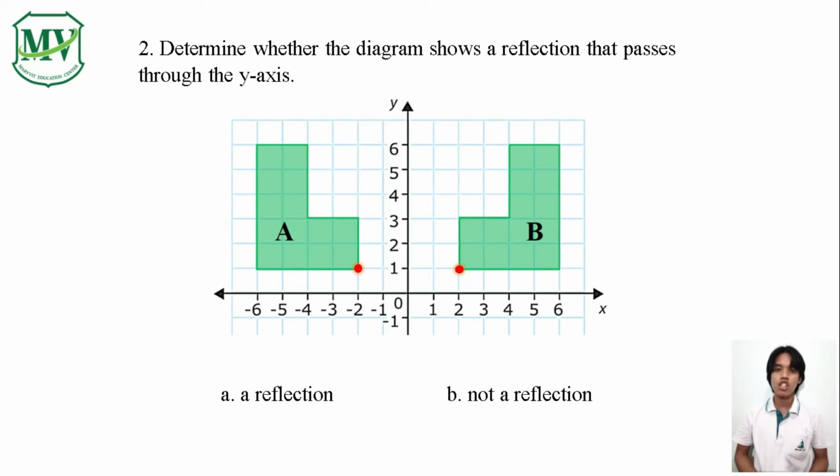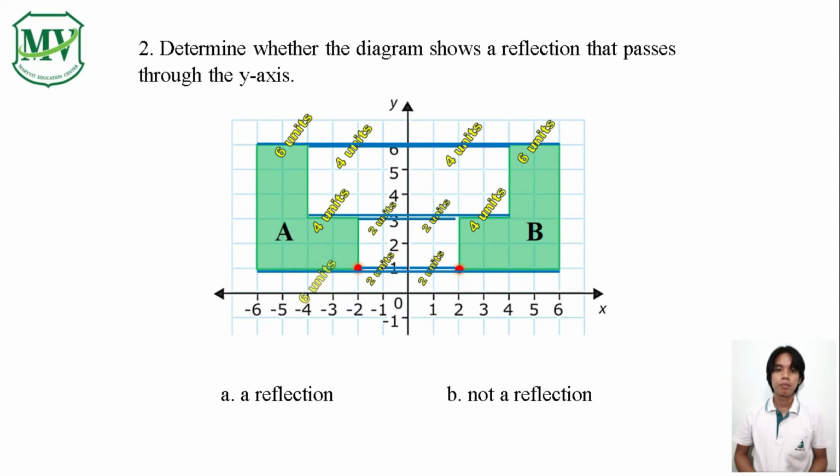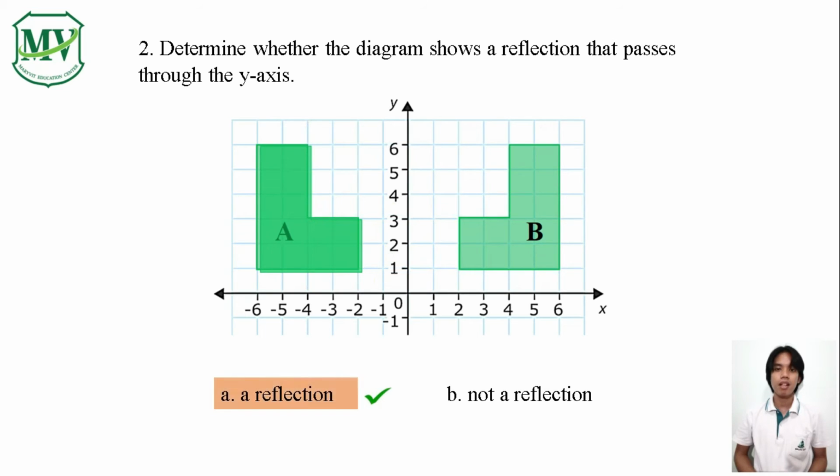then it's a reflection. So let's take a corner in shape A and connect it to its corresponding corner in shape B. Let's count how many units they are away from the axis of reflection. So both are 2 units away. Let's do the same with the other corners or vertices. Notice that all the corresponding corners are equidistant. This tells us that shape B is a reflection of shape A.